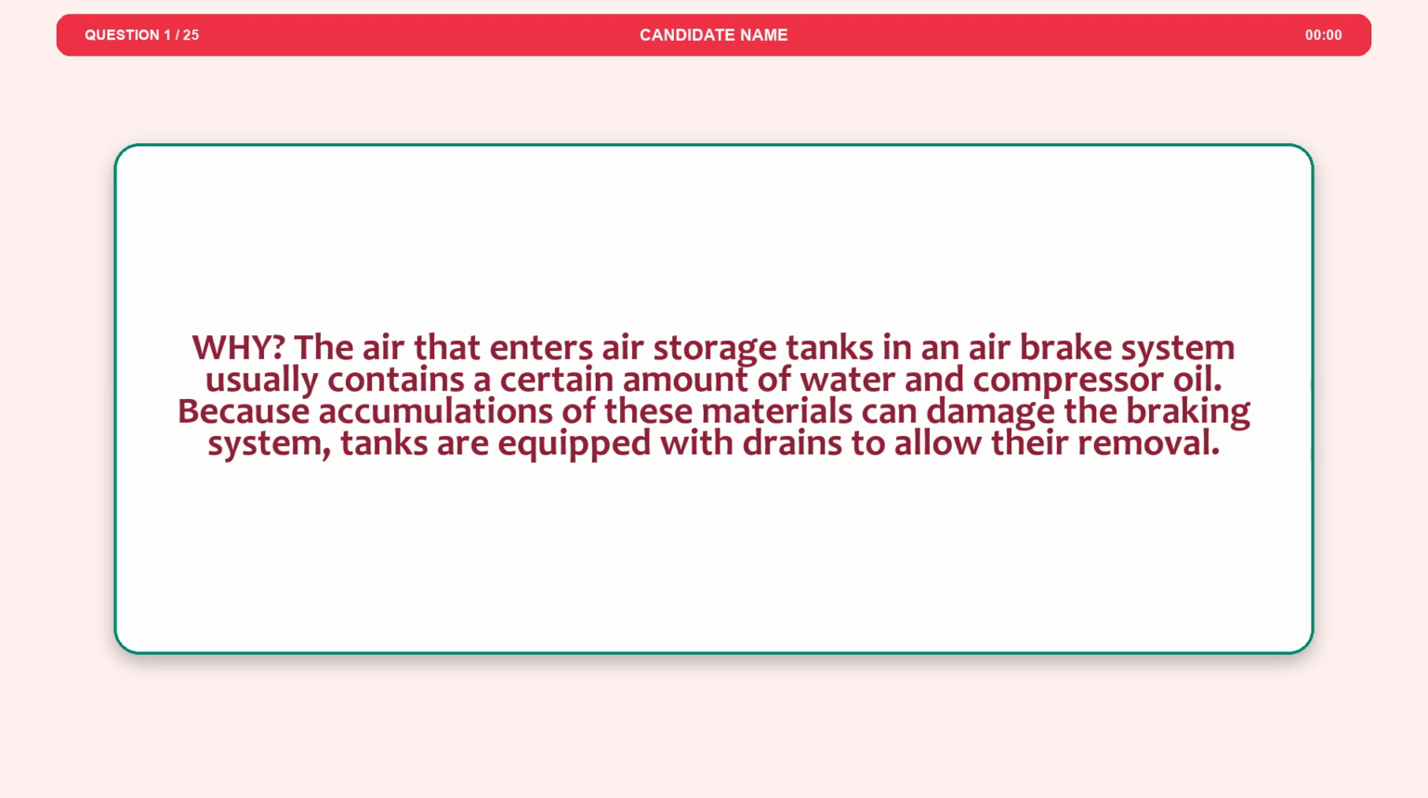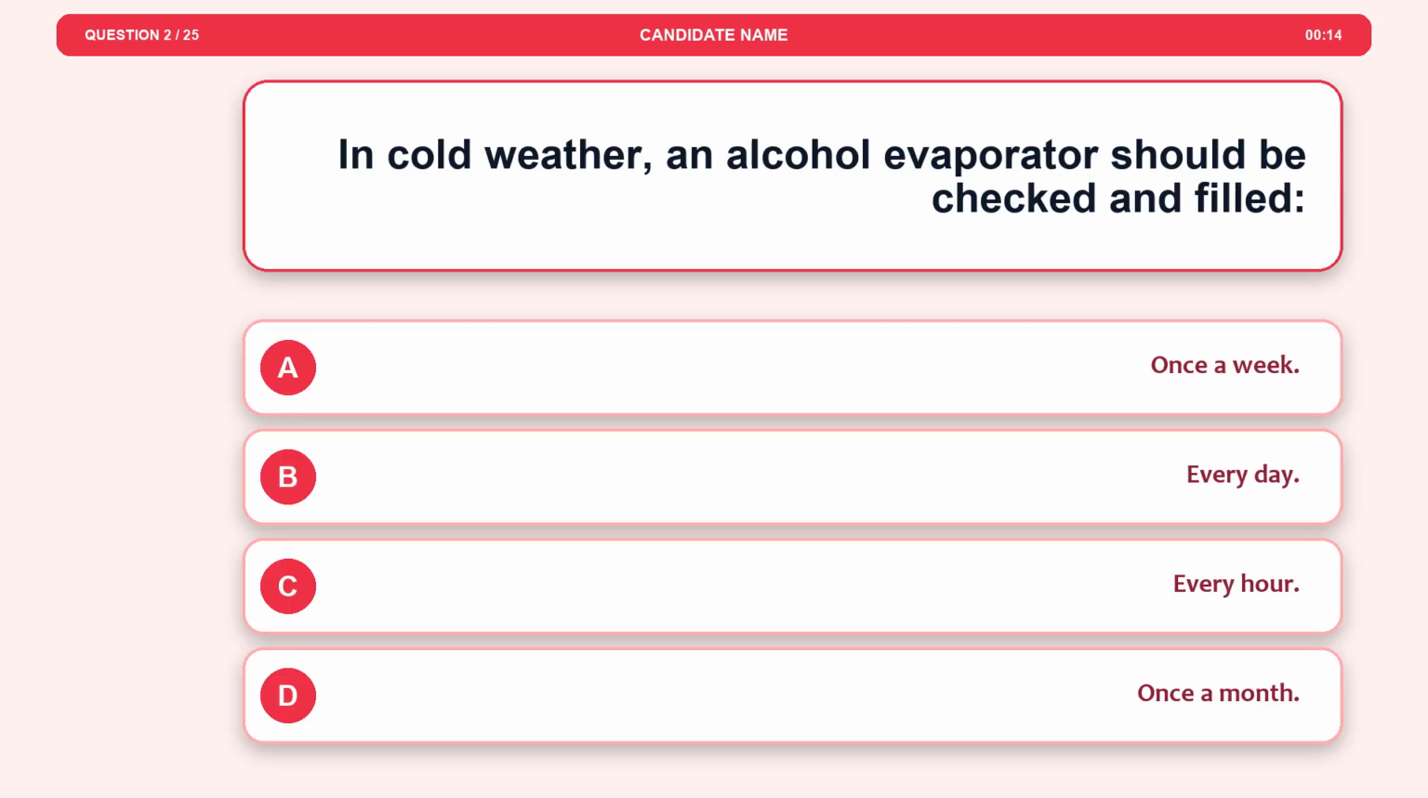Explanation. The air that enters air storage tanks in an air brake system usually contains a certain amount of water and compressor oil. Because accumulations of these materials can damage the braking system, tanks are equipped with drains to allow their removal.